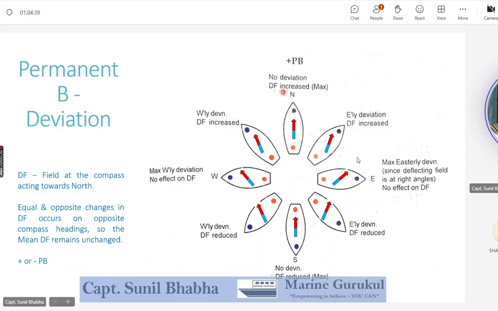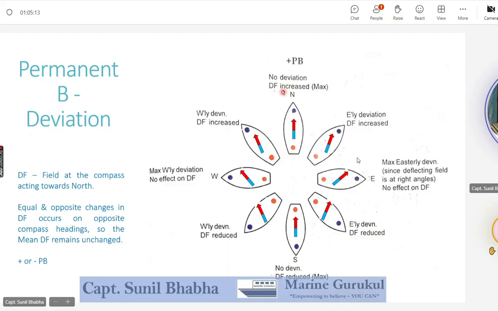So, sir, for seeing the intensity of the directive force, we have to see where the blue pole is located as per the compass. So, if it is at the north, then the DF will be increased. But if the red pole is at north of the compass, then it will be reduced, right? Exactly, that's correct, beta. The closer the ship's poles are to the Earth's poles and they are matching, this will lead to an increase in directive force. And if the ship's poles and Earth's poles are opposite to each other, it will reduce the directive force.